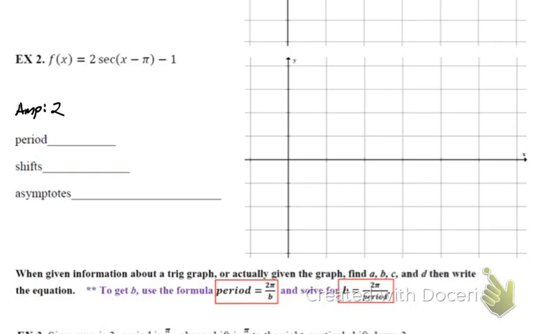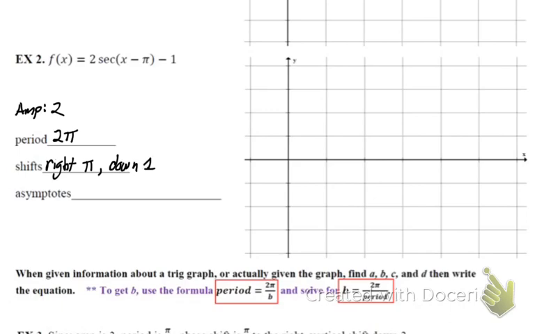Before I do, I have to get my period. My period is 2 pi, because our b value is 1. We're going to shift right pi units, and up, down, down. We're not going up, we're going down 1 unit.